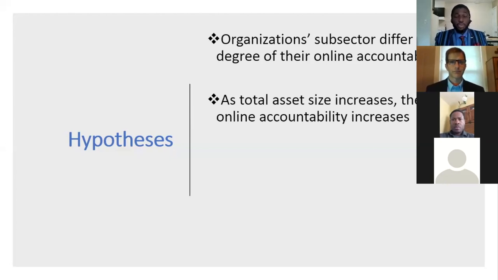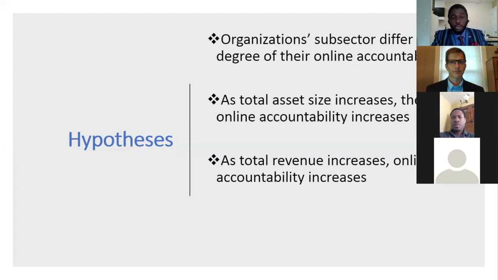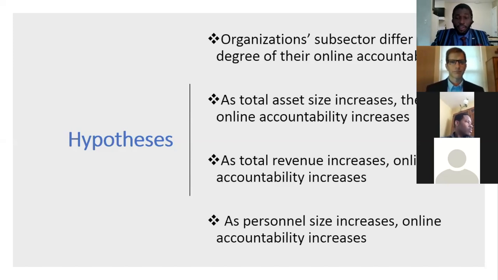Other scholars also dealt with revenue, the effect of an organization's revenue on its online accountability, and they came to the conclusion that the revenue also has a positive effect on online accountability. Hence this hypothesis: as total revenue increases, online accountability increases. Other scholars have also dealt with the effect of personnel size on accountability in the nonprofit sector, and they found that as personnel size increases, online accountability increases, hence this fourth hypothesis. So these are the four different hypotheses that have been tested in this research.